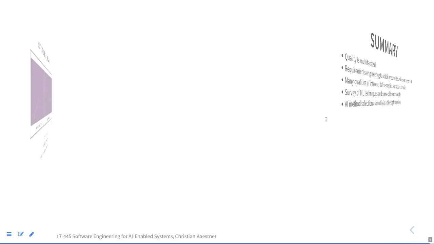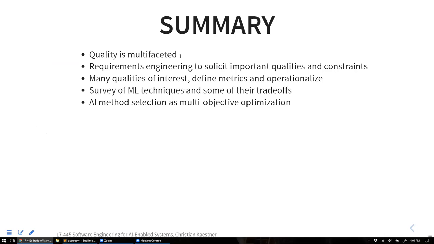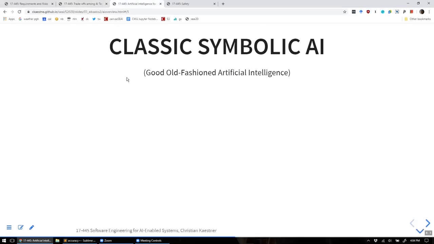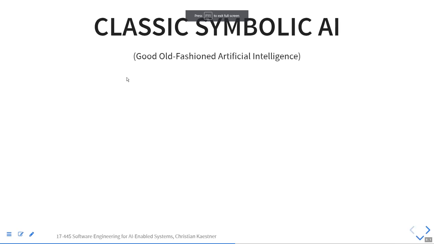Right, so since I have like 15 minutes left, I want to do something that I actually wanted to do about 6 lectures ago. I wanted to talk about classic symbolic AI strategies. And I just want to cover this to give you one more contrast about what other AI solutions might look like. So this is not machine learning. This is symbolic reasoning most of the time.